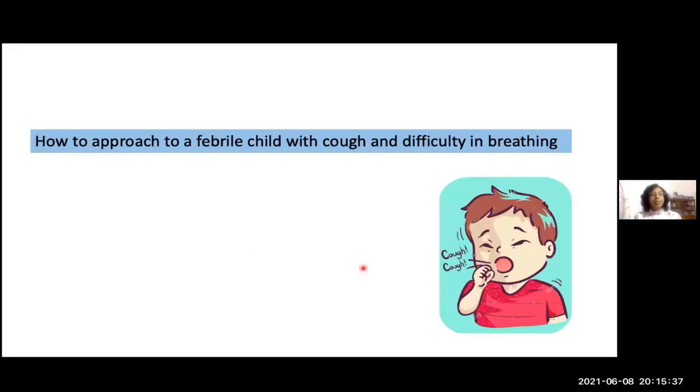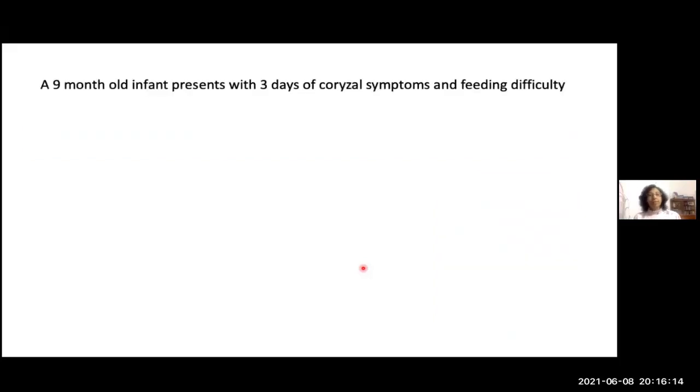So first we look at how to approach a febrile child with cough and difficulty in breathing. Now the presentation with fever, cough and difficulty in breathing in an infant, the conditions that occur in infancy are different from what occurs in preschool children and older children. Right? So we'll first see what are the infective conditions that present with fever, cough and difficulty in breathing in young children. So I will give you a case scenario like this.